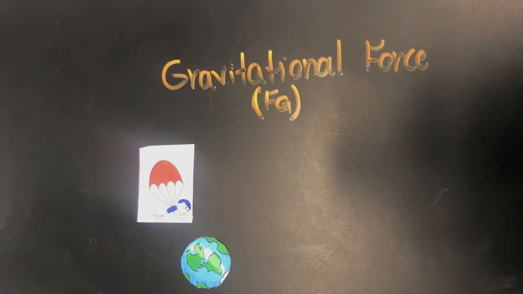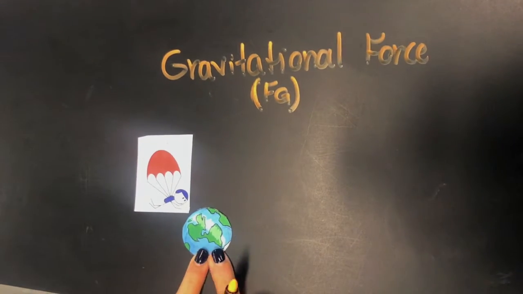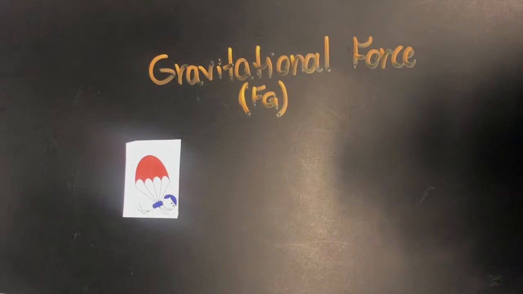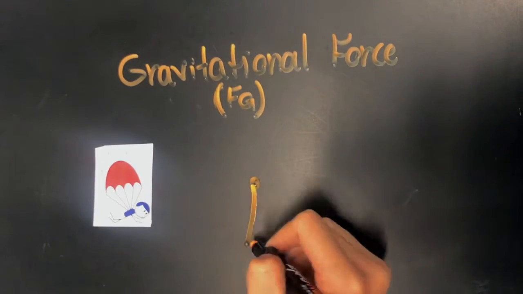Gravitational force is a force that pulls everything to the earth. As an example, we have a guy falling with a parachute, so his gravitational force is pulling down.